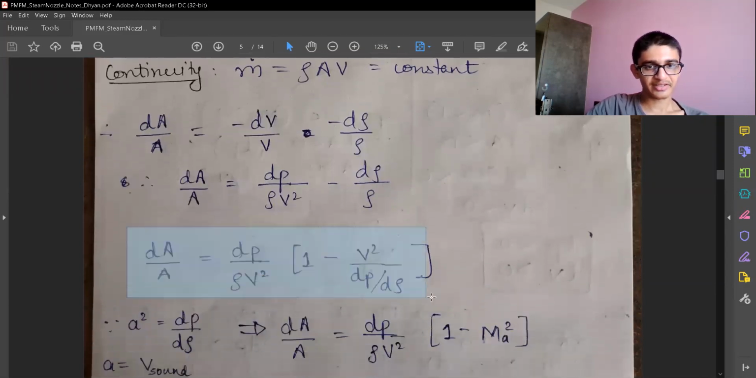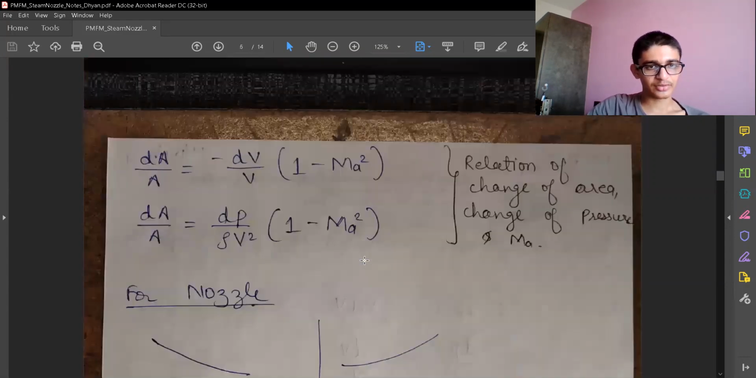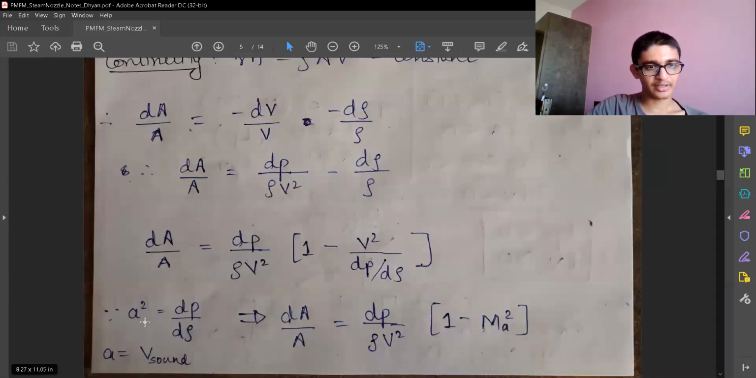And this is the final equation, that is change in area upon total area. So we have related the change in area with the change in pressure with respect to velocity. Now the purpose is to change the velocity to Mach number for our ease. We know that the velocity of sound squared, a square, is dP by d rho, where a is the velocity of sound. We can use the Mach number relation and substitute it here.